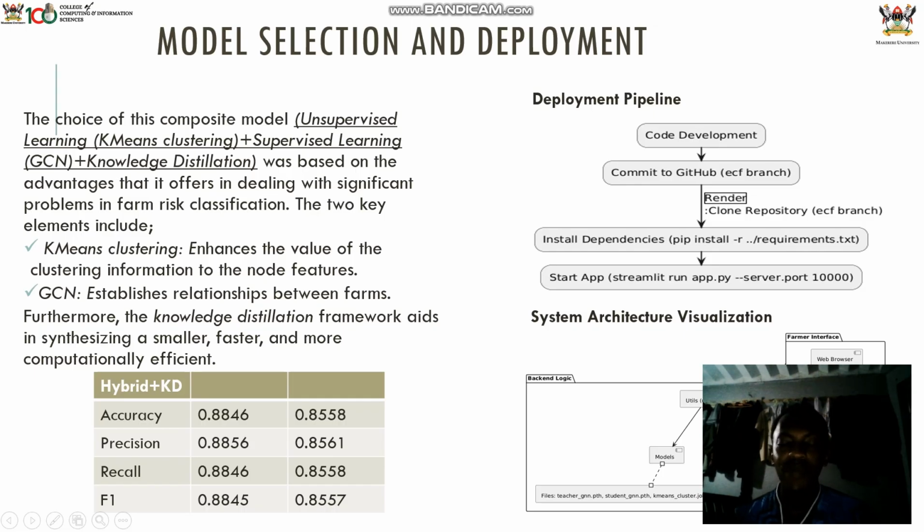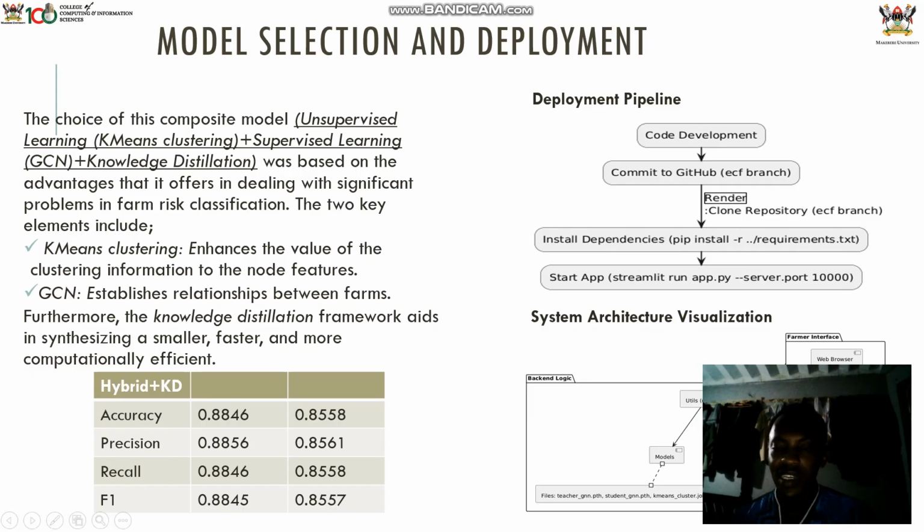And for the deployment pipeline, we had code development where the app was developed using Python, and the code was committed to GitHub on the ECF branch, and then Render cloned the repository from the ECF branch. Render also installed all the necessary dependencies through the command pip install -r requirements, and then Render started the app with Streamlit to run on port 10000.